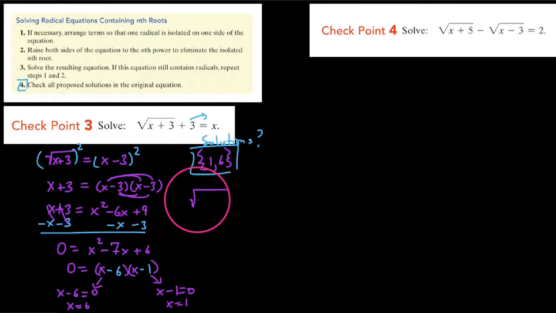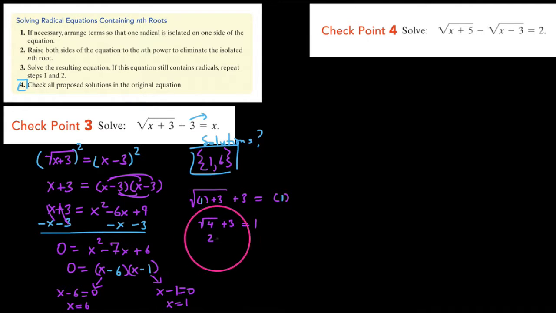This doesn't take a long time. We have the square root of x plus 3, plus 3, is equal to x. And we were able to find 1 and 6. So let's try our 1 first here. I want you to notice instantly, we get the square root of 4 plus 3 is 1, which is 2 plus 3 is 1. And I know right now that 5 does not equal 1.